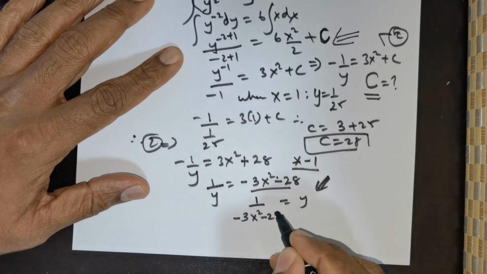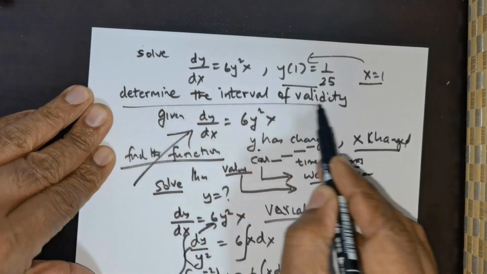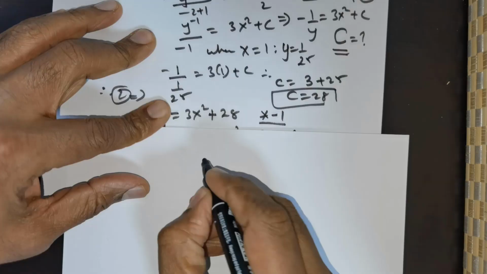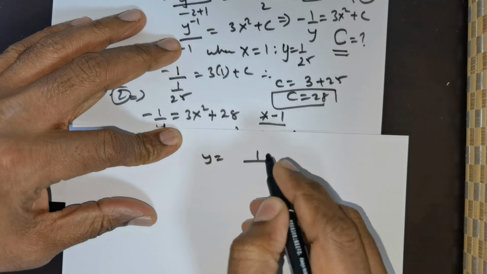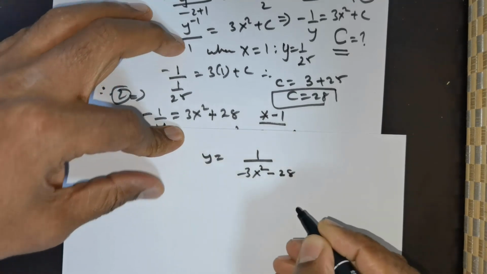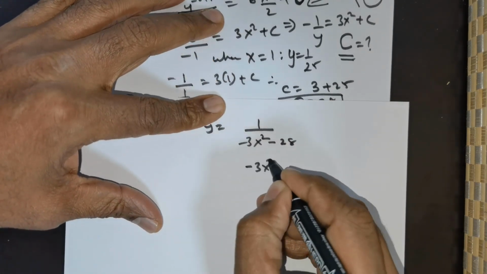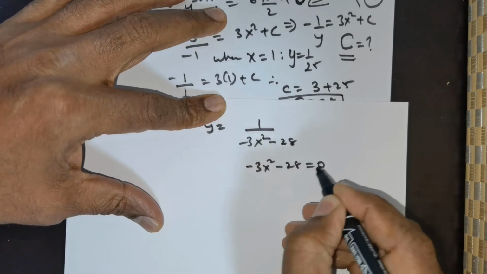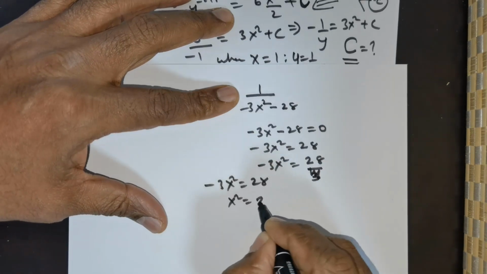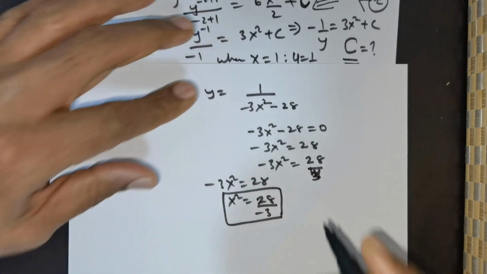Now we are actually asked to check the validity of this function. It says determine the interval of validity. That means we need to know when the function will vanish, and we need to avoid that. We have got y is equal to 1 over negative 3 times x squared minus 28. Now I want to know when the function will vanish. For that, just take negative 3 times x squared minus 28 is equal to 0. So negative 3 times x squared is equal to 28, and then x squared is equal to 28 divided by 3 with a negative sign. So this is what I have got.